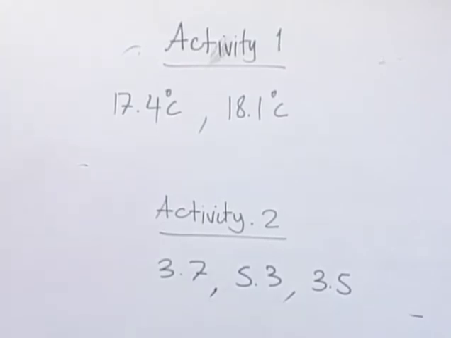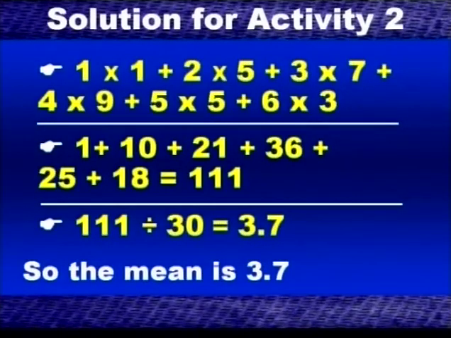Now, let's have my answer on the screen. I will show you my solution to that question, activity 2. So, the solution to activity 2 is the mean is 3.7. If you add up all those scores following the steps which have been shown, you will come up to that answer. I also followed that step and I came up to that answer. So the mean for activity 2 is 3.7. That is the mean or the average.